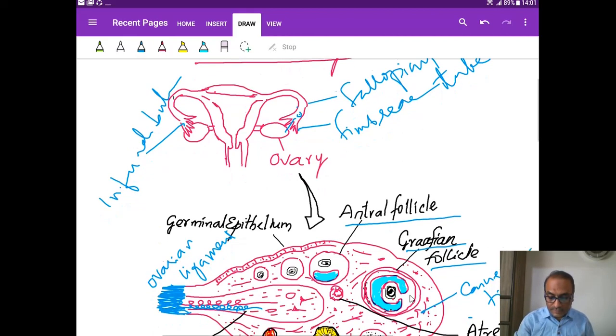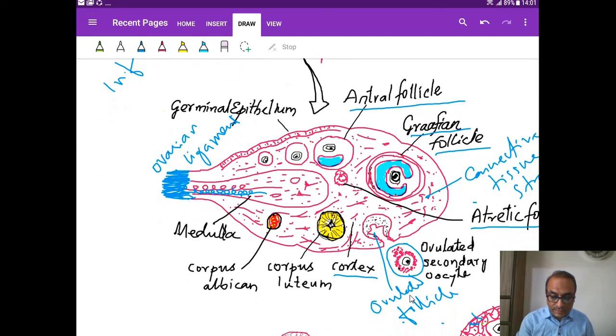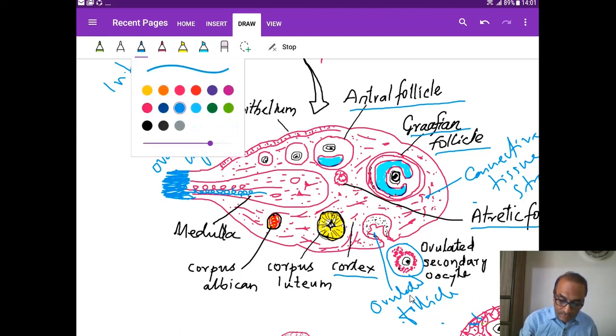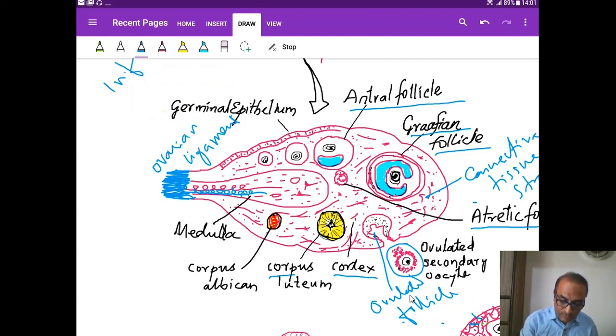Okay, now let's take up the other structures. The yellow colored body that we see there is called the corpus luteum, and this is formed after ovulation. The remaining cells of the ovulated follicle, under the action of LH hormone, luteinizing hormone, get converted into a yellow colored body. Therefore it is called corpus luteum. Luteum refers to yellow, so corpus luteum itself means yellow body.